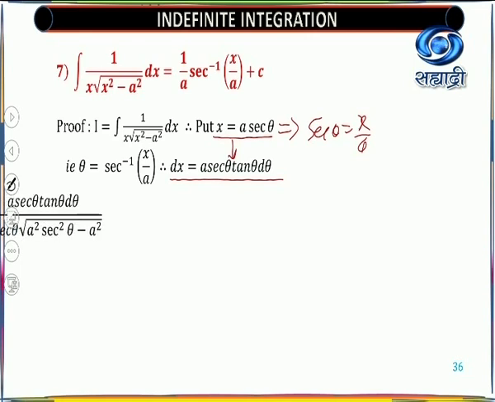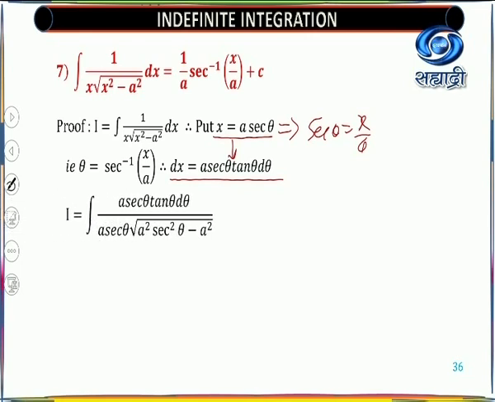Now we'll start with our integration. What is the integration? 1 is there. Now dx value is there. What is the dx value? a sec theta tan theta d theta. Now in the denominator, what is x? x is a sec theta, root of a square sec square theta minus a square. Now if you take a common, look here, a will get cancelled. Sec theta will also get cancelled. So you are left with tan theta d theta in the numerator, and we will simplify the denominator.